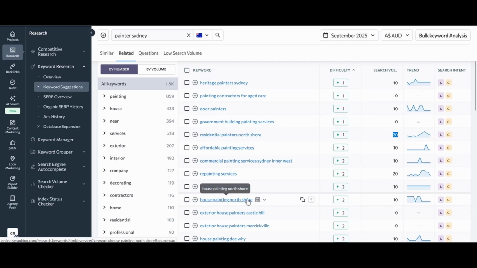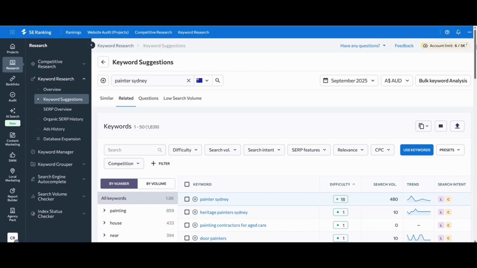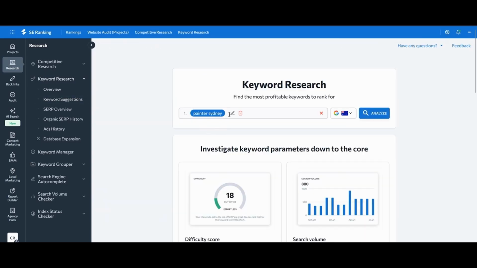house painting North Shore. If I'm a business based on the North Shore of Sydney, this may indeed be a key term that is very valuable to my business, even though it has a low search number, especially if we can rank quite quickly for a number of these, then of course your search volume goes up.